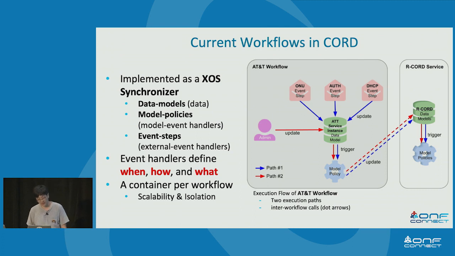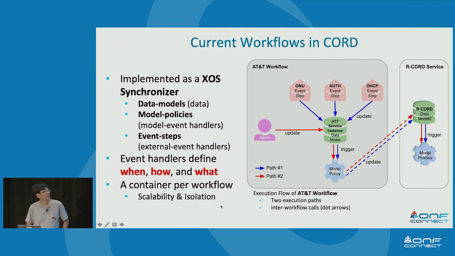Updates made on the data model trigger a model policy. That is the blue one. And the model policy can do some actions, like making other updates on CORD data models. This is to change the state of the system.